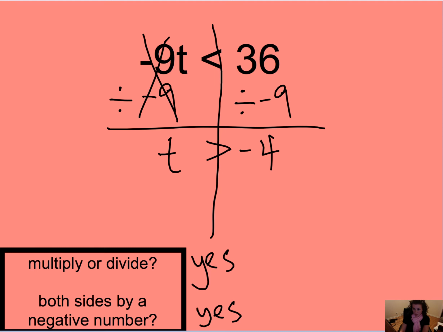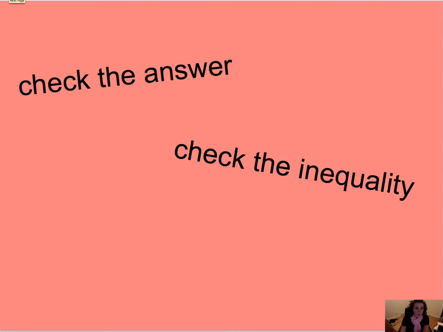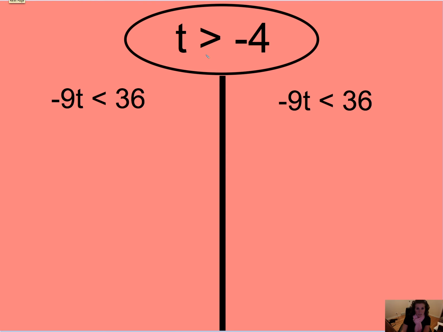Okay, now take a look at the screen. We think that the answer is t is greater than negative 4. When I go to check the answer and check the inequality, I'm taking that answer, t is greater than negative 4, but I am plugging it in to the original problem. Some people ask me, well, we reverse the symbol in the answer. Should we reverse it when we check it? No. This is your answer. You had to reverse it to get the correct answer, but when you go to check it, you want to go back to the original problem.